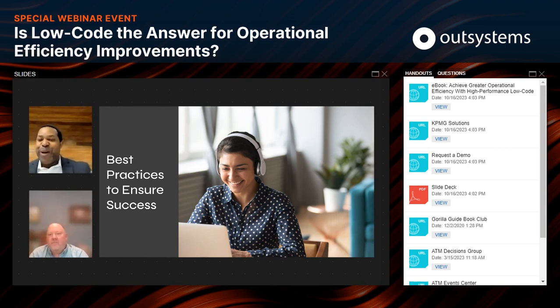As we're talking about optionality and the difference between OutSystems and, hey, maybe I can build a bot or use RPA or something like that to drive some operational efficiencies. Yeah, that's a great question, Mike.